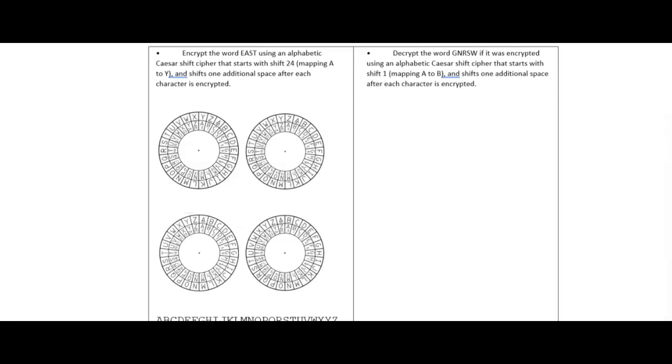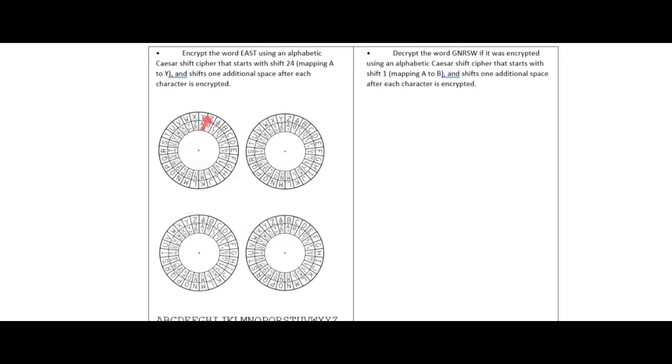All right, let's discuss encryption and decryption with the Caesar shift that shifts an additional space after each character. So we're trying to encrypt the word east, and we start off with a shift of 24, so A maps with Y. So I've developed a couple of wheels here to help out.